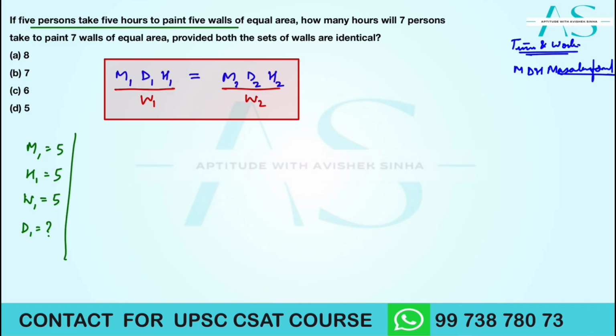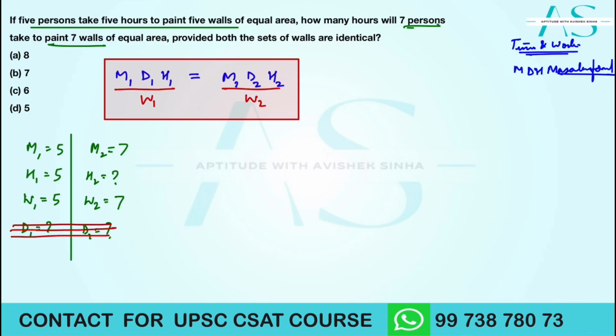Okay, let's look at the second set of data. How many hours would, so H2 is what we require, 7 persons, so M2 is 7, take to paint 7 walls, so W2, the work done, is 7 walls. Is D2 given here too? No, it is not given. So what do you understand here? They would be working for an equal number of days. They are only working for 5 hours and 7 hours, right? So the days are basically equal, we don't need to consider them now. So I'm ruling them out.